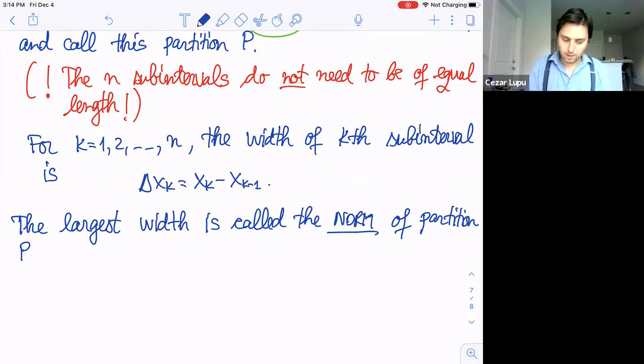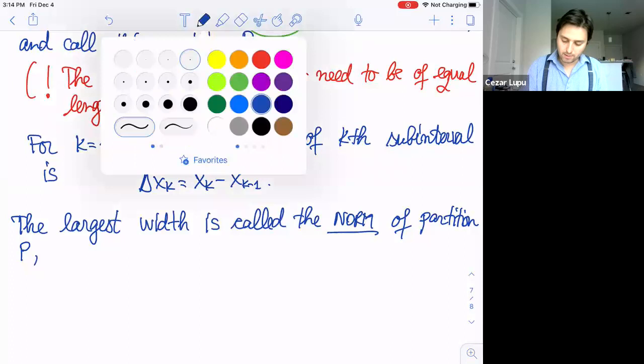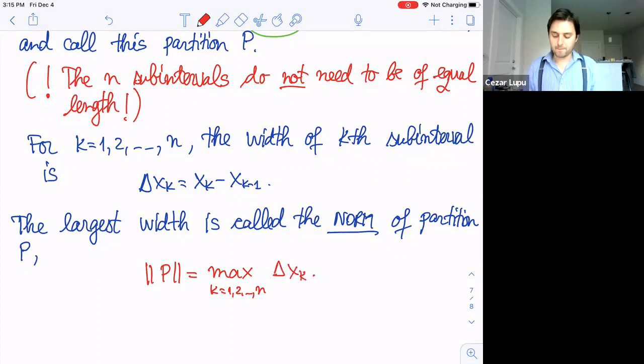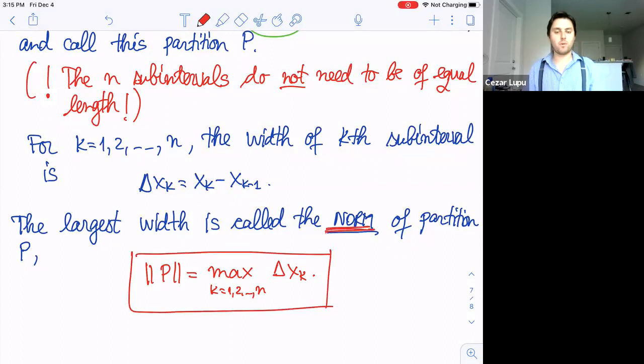And we're gonna, this would be the following. So we're gonna, okay, let me write it like this. So this will be the norm. We're gonna write it like this. So this is the norm of P, and this will be nothing else than just the maximum over all k from 1, 2, to n of all these numbers, delta x k. So this is how we define the norm of a partition. This is important, right?